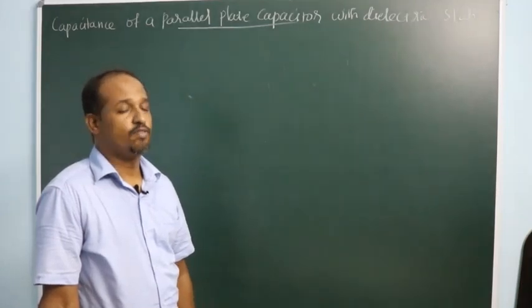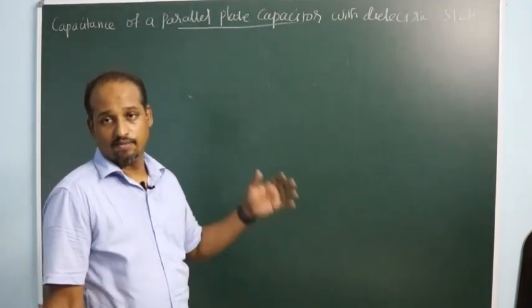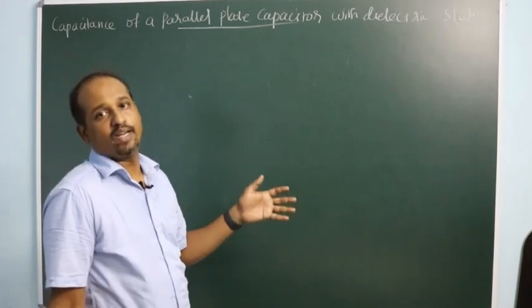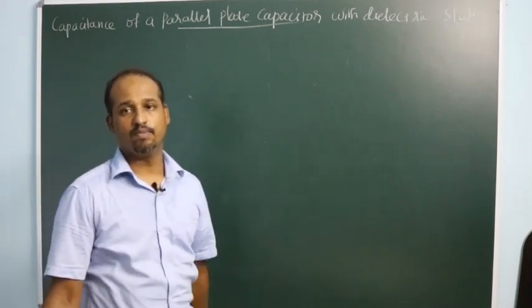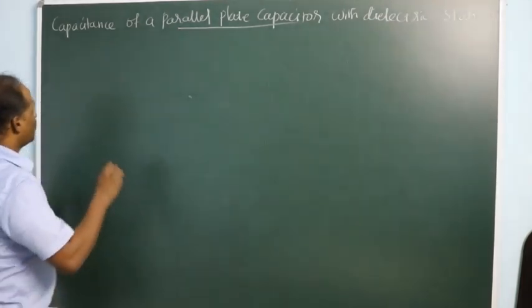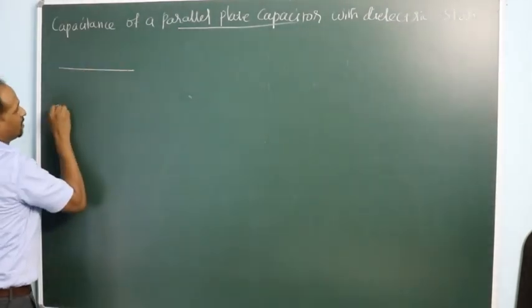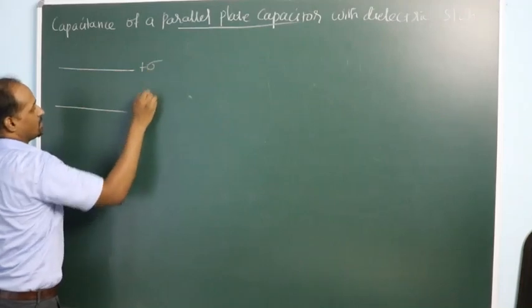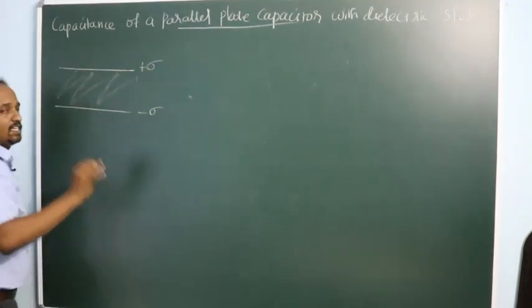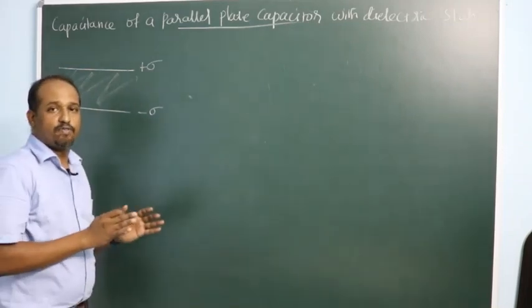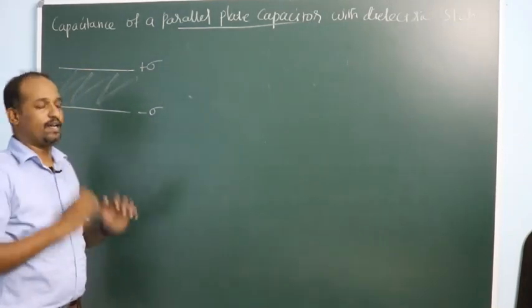In this video, we will redo the capacitance of a parallel plate capacitor without medium and then with medium, and then a mix of both without medium and with medium. See, the major advantage with a parallel plate capacitor is that if this is having plus sigma charge and this is having minus sigma charge, the electric field between the sheets is uniform. Because it is uniform and constant, you don't have to integrate it.